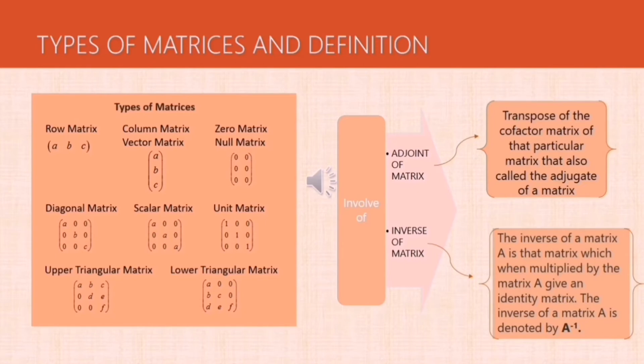The adjoint of a matrix is the transpose of the cofactor matrix of that particular matrix, also called the adjugate of the matrix. The inverse of a matrix A is that matrix which, when multiplied by the matrix A, gives an identity matrix. The inverse of a matrix A is denoted by A inverse.